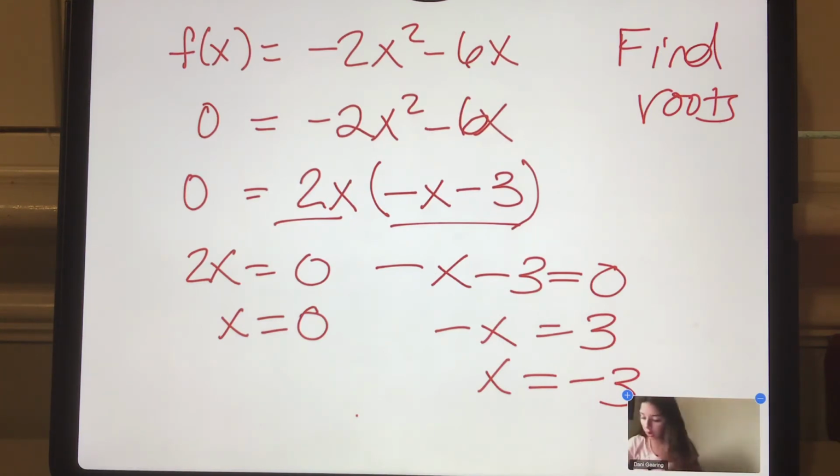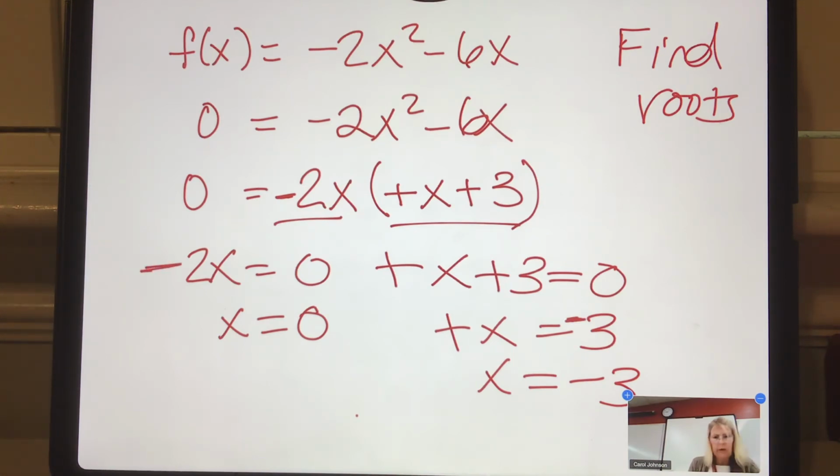Go ahead, Danny. Going back to the top when you could factor things out, is it possible to factor out the negative? You could have factored out the negative. Those would have become positive, and then that would have turned to a negative, just like you have. You still have the same answer. So good question.